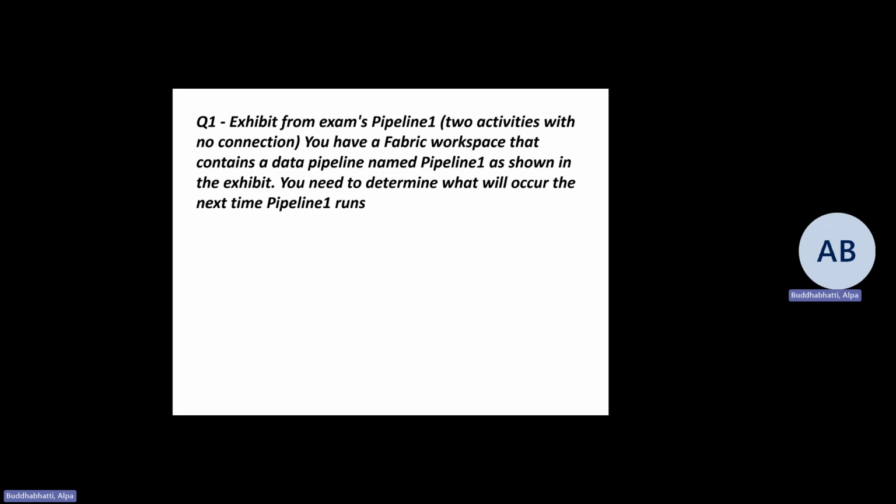And you have a Fabric workspace that contains a data pipeline named Pipeline 1 as shown in the exhibit, and you need to determine what will occur the next time the pipeline runs. So here basically you need to find out when your pipeline runs, will it run both activities or one activity, or will it skip both activities, or something like that. So for that, let's see now.